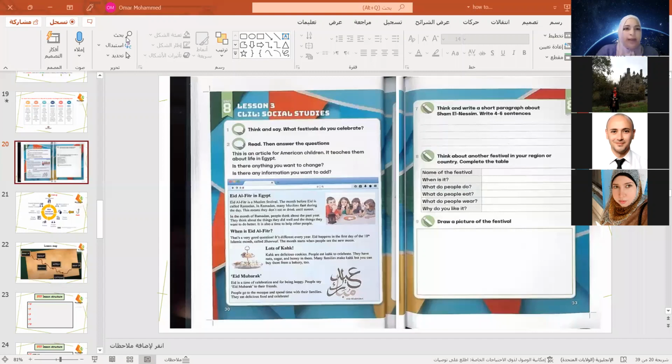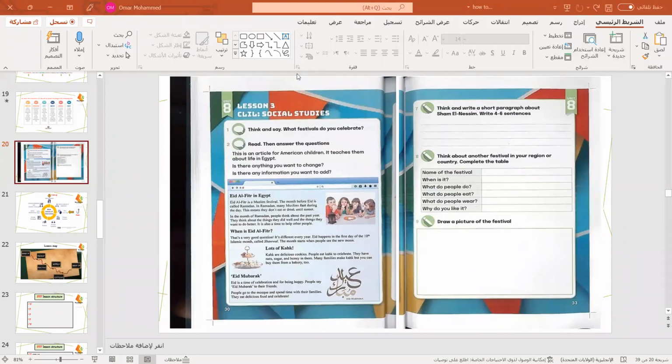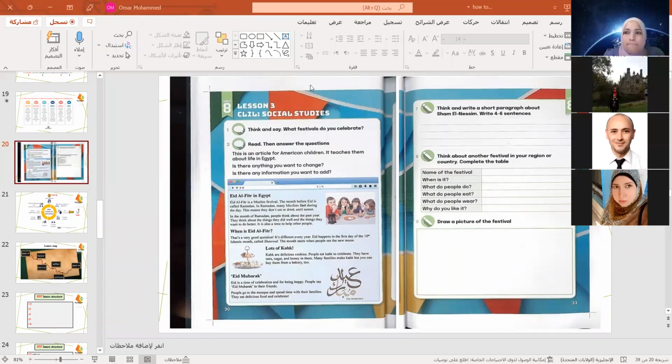Okay, we'll give you 2 minutes just to fill in the form and at the same time to think of the objective. An example of an objective: by the end of the lesson, you will be able to write 5 sentences correctly.